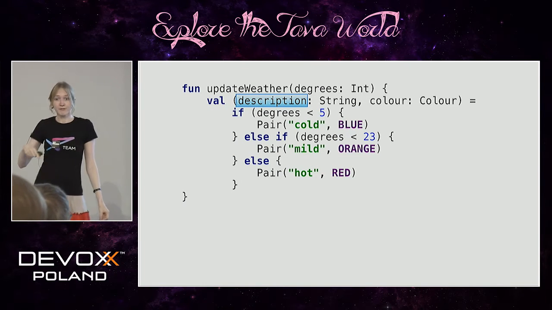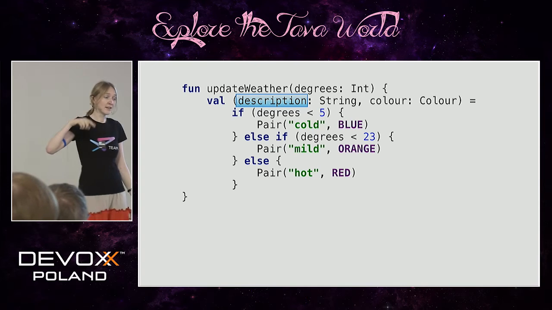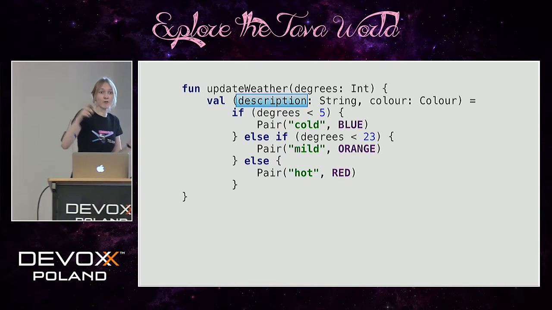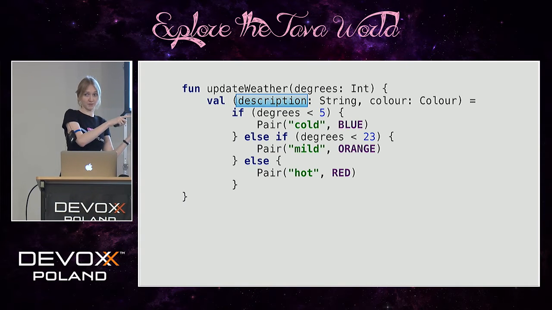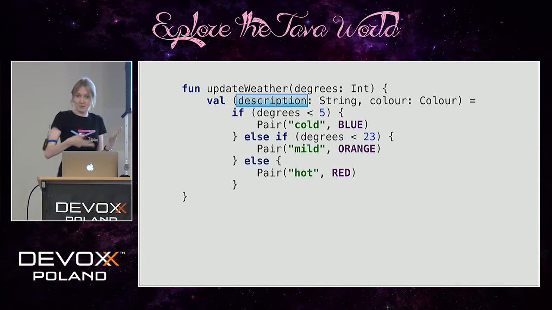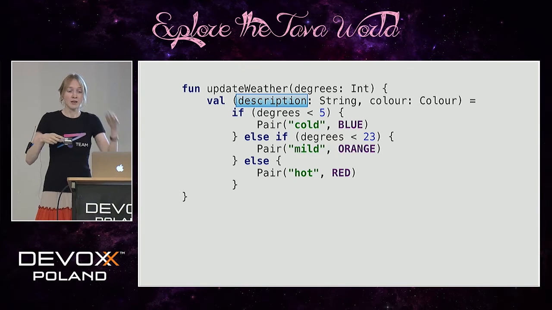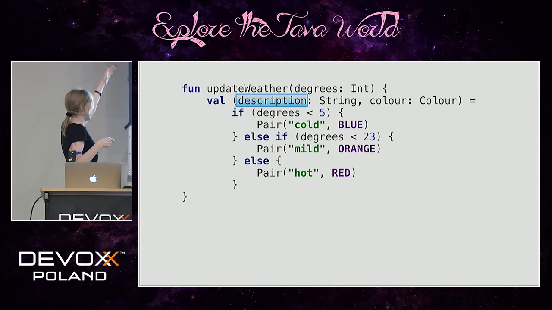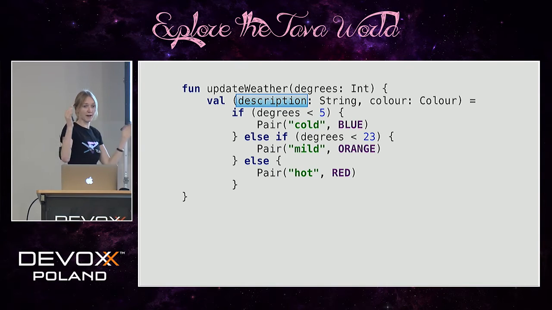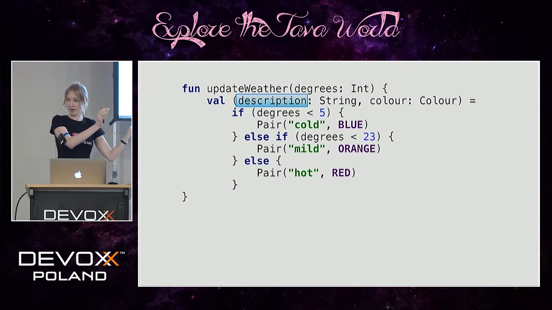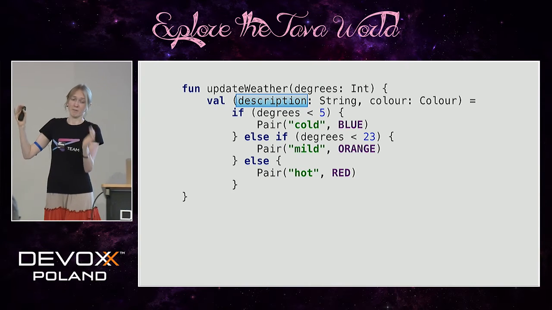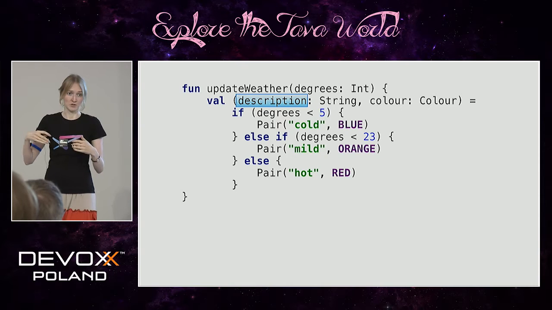In Kotlin, if is an expression that returns a value. In this case, this if returns a pair of values. And you can express it in Kotlin code. So you can say, if, like the first condition, if the weather is cold, return me a pair of values to initialize my two variables. In the other case, again, return me a pair of values, etc.